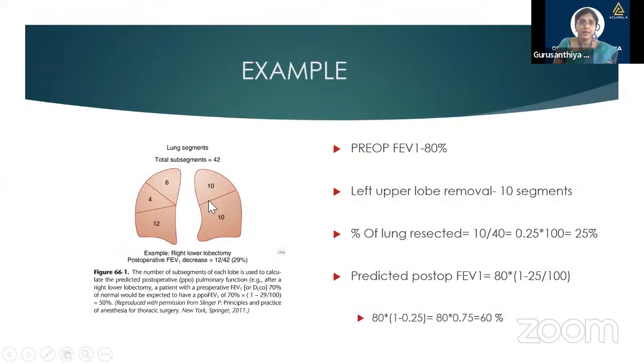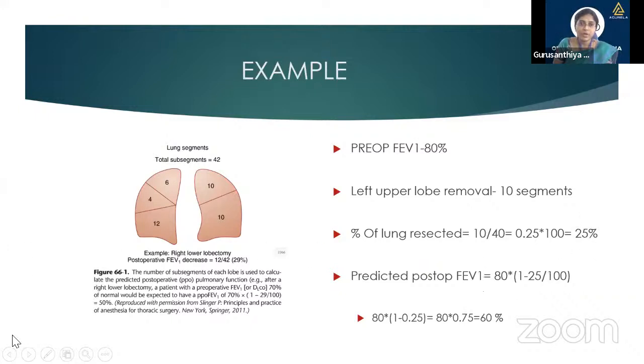So in this example, the right lung has 3 segments, 6, 4, and 12, and the left lung has 2 segments, 10 by 10. Say, for example, the predicted preoperative FEV1 is 80%, and you are going to remove the left upper lobe. So total lung segments is 42. You are going to remove 10 by 42, which is 0.25. So 25% of the lung you are going to remove.